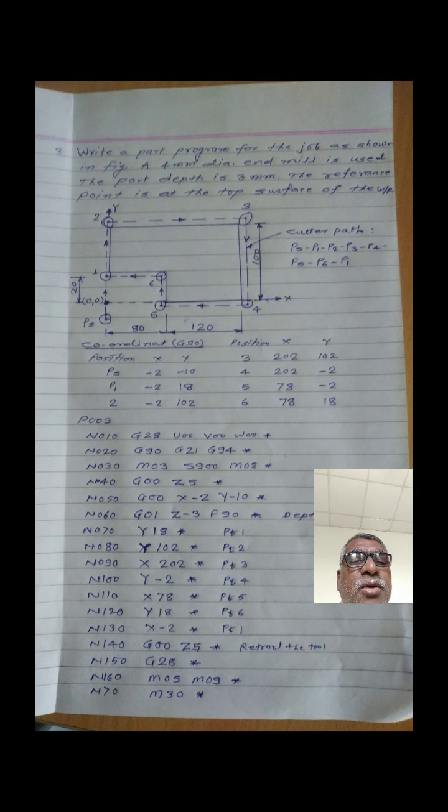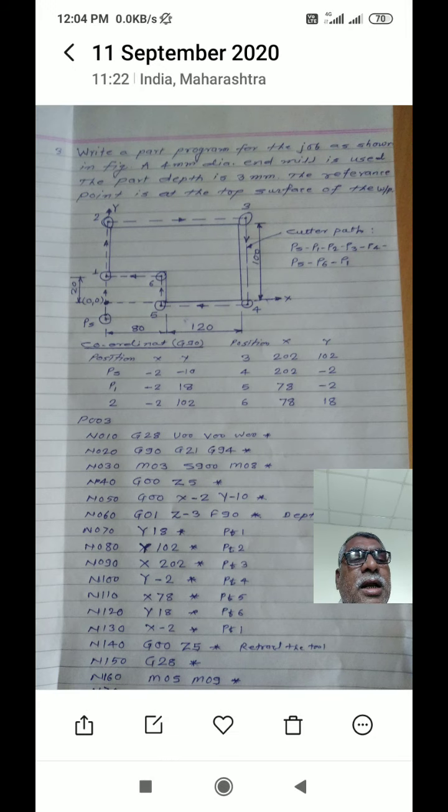The next block N050, G00, X minus 2, Y minus 10, end of the block. These are the coordinates of the point PS. X coordinate is minus 2, Y coordinate is minus 10. Okay. Means during blocks 40 and 50, your tool position is fixed.